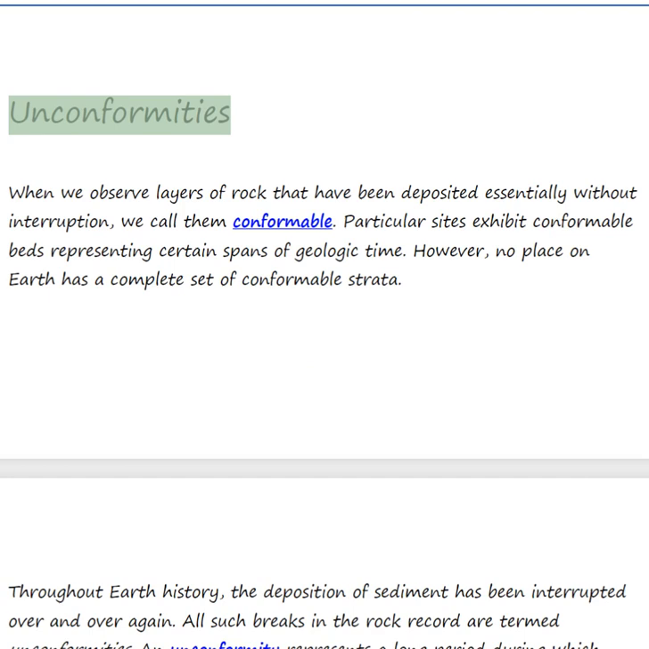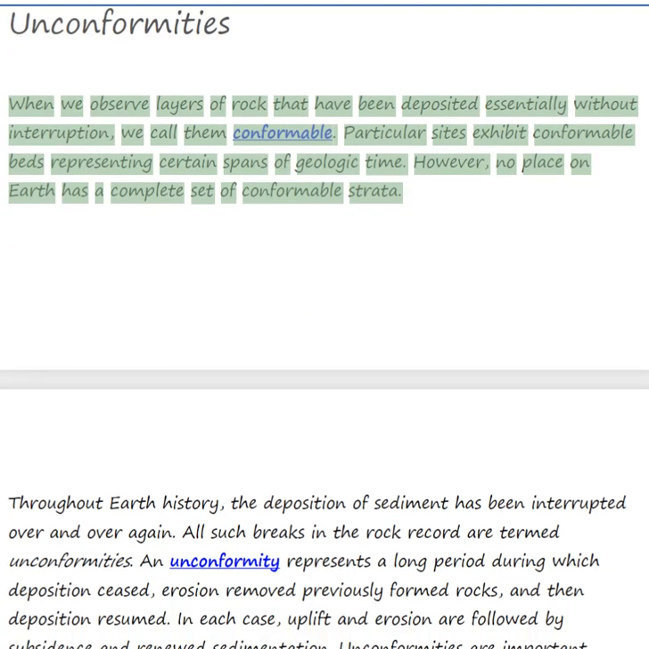Unconformities. When we observe layers of rock that have been deposited essentially without interruption, we call them conformable. Particular sites exhibit conformable beds representing certain spans of geologic time. However, no place on Earth has a complete set of conformable strata.